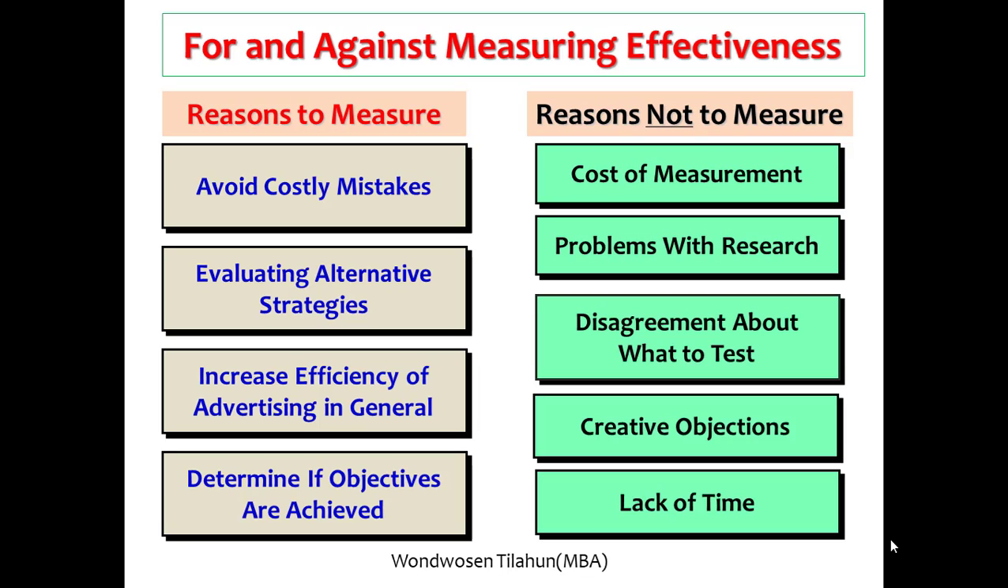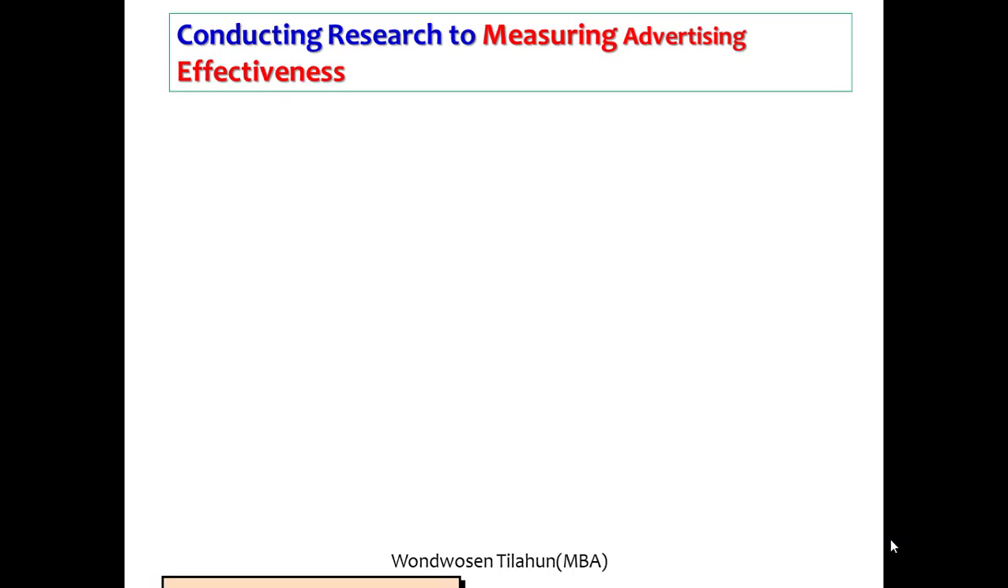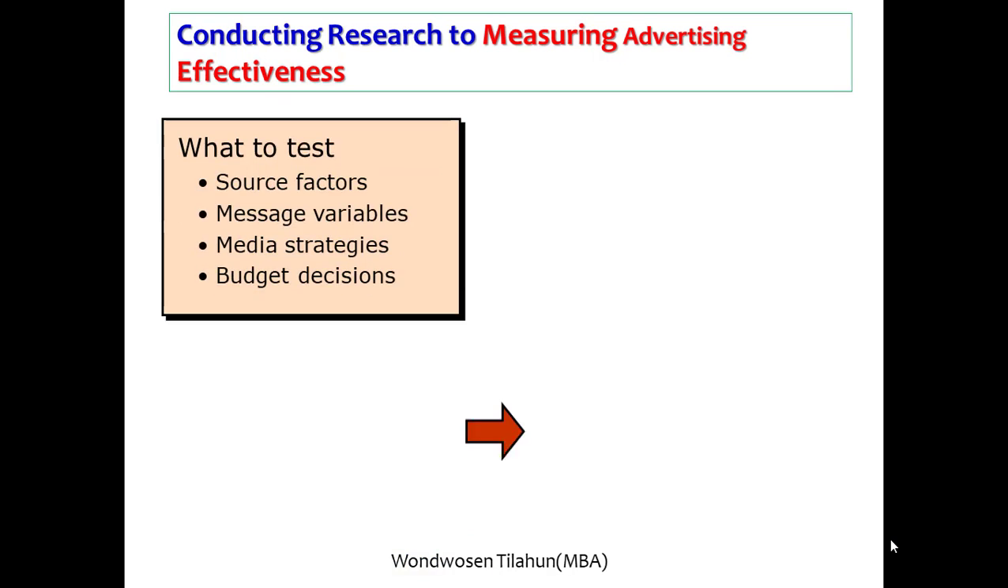Okay, let's go to the next part of our discussion. The next part is about conducting researches to measure advertisement effectiveness. Today we are going to see the following four major pointers. The first question is, when we are talking about the measurement of advertisement effectiveness, first we need to answer what to test. In this case, the source, message, media and budget factors should be measured.